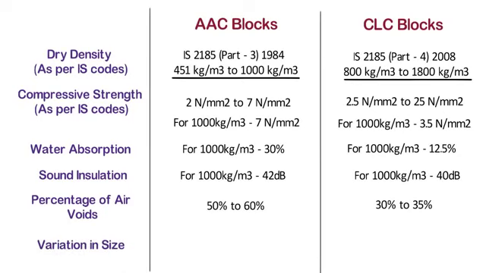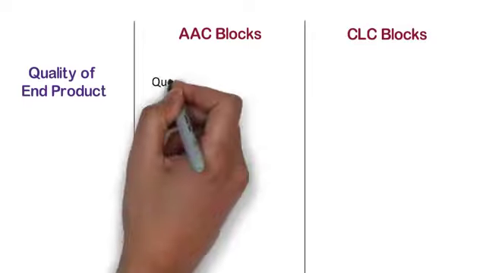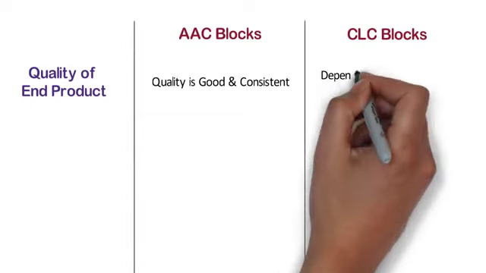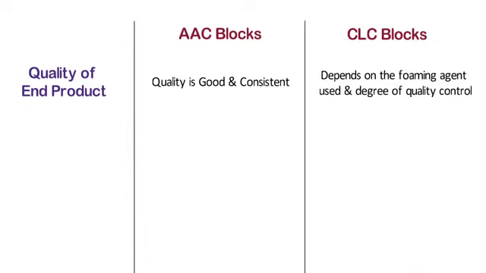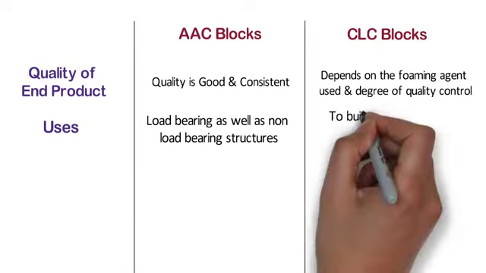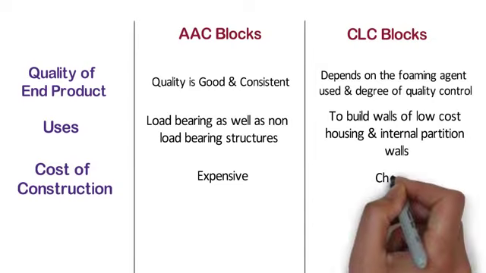Variation in size. In case of AAC blocks, the size variation is plus minus 1.5 mm, whereas in case of CLC blocks, the size variation is plus minus 5 mm. Quality of the end product. AAC block is a factory made product, hence the quality is good and consistent. Whereas in case of CLC blocks, the quality of the end product depends on the foaming agent used and degree of quality control. Uses. AAC blocks can be used in load bearing as well as non-load bearing structures. Whereas CLC blocks are used to build walls of low cost housing and internal partition walls.